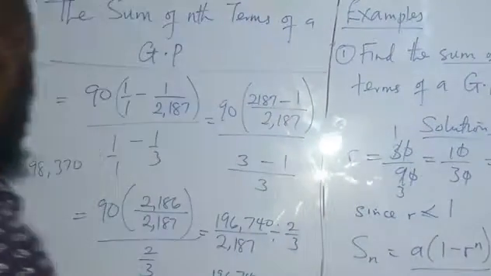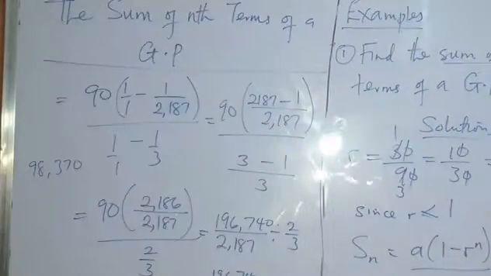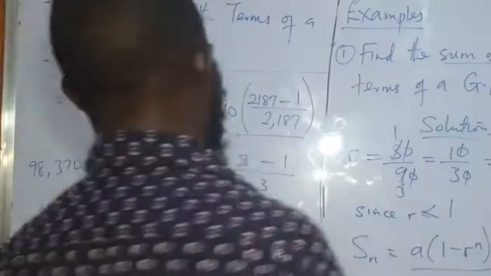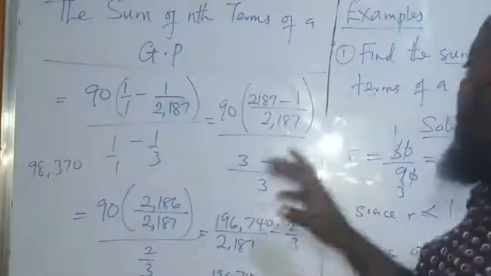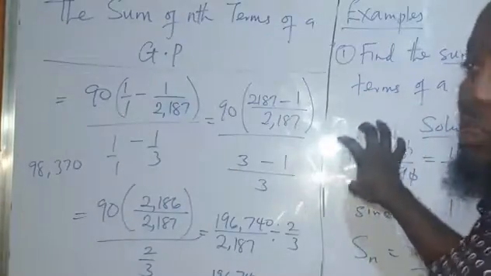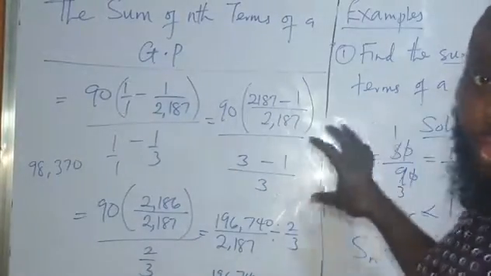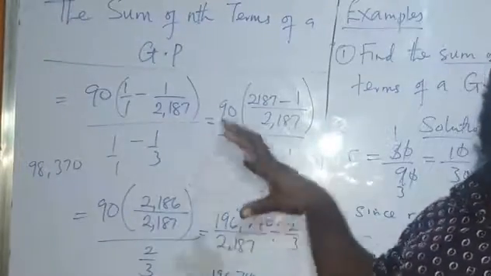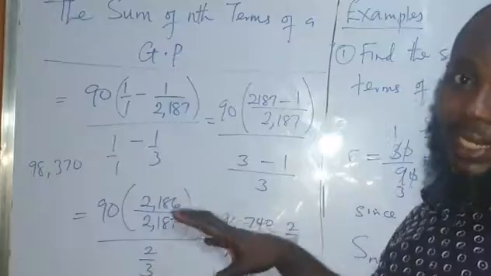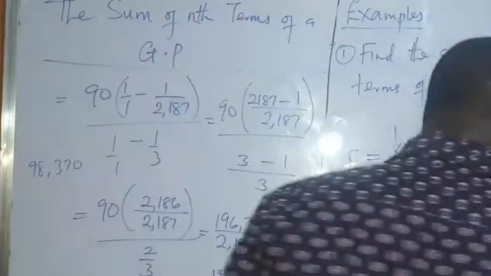So if that is the case, we need to look at another example. Just make sure that before you write out the formula, determine the common ratio, to know whether the common ratio is less than 1 or greater than 1. So let's look at another example before we move on.